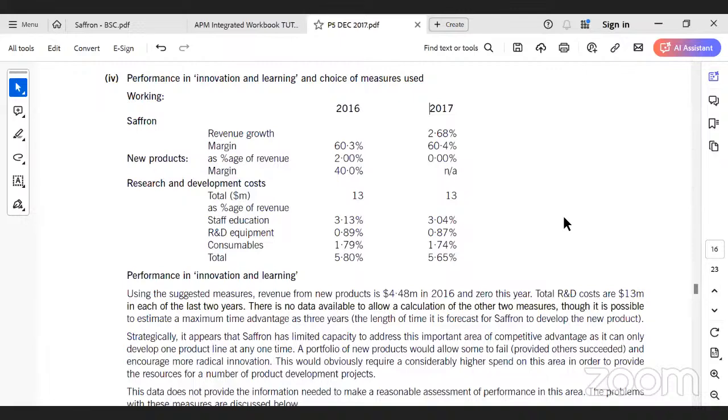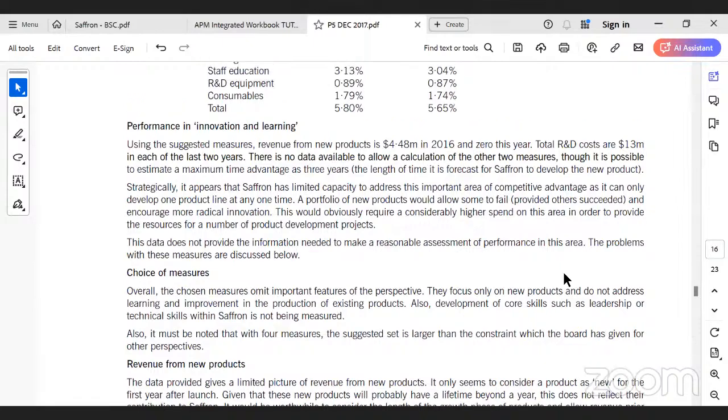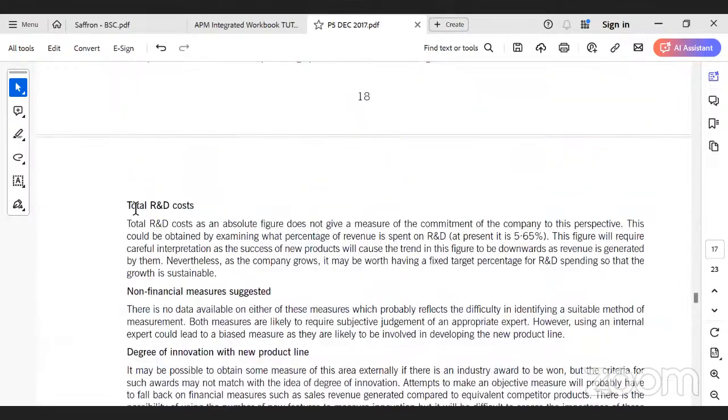Like we're supposed to at least cut down two of these measures, right? Yeah, that you can talk about later, but first you need to talk about the 4 measures. Correct. Lots of measures. Also, it must be noted that with 4 measures, the number suggested is larger than the constraint which the board has given for the perspective. So there you get a mark for that comment. But here you need to speak about the individual measures separately.